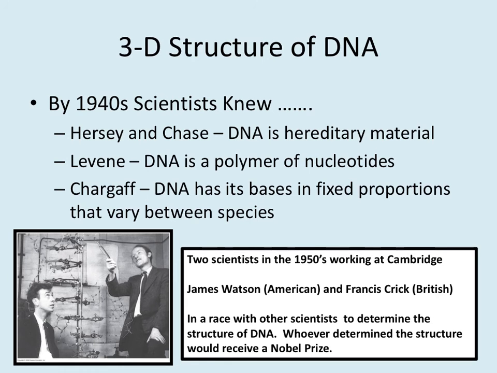So just recapping, we got Hershey and Chase along with Avery and essentially Griffith as well, showing that DNA is the hereditary material. Levine, that there's DNA and RNA. Chargaff, that there are equal amounts of A and T and equal amounts of G and C. So now we're going to start putting all of this information together to try and figure out the actual structure. And this is by James Watson and Francis Crick.